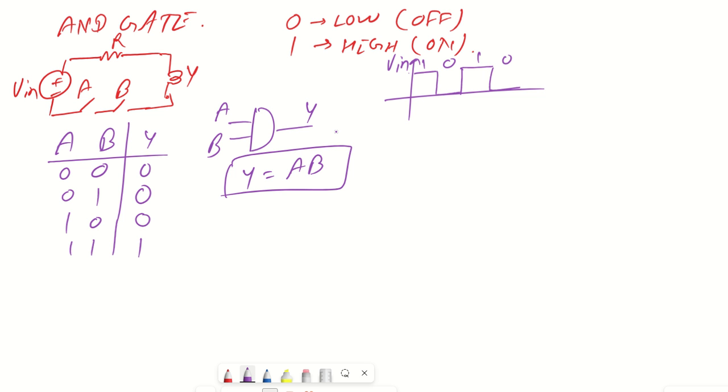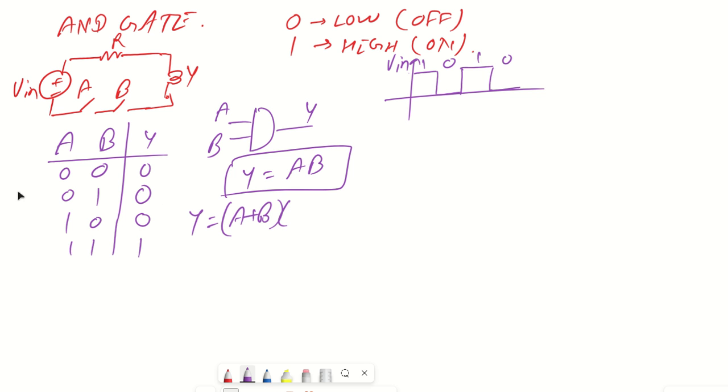Anyway, it doesn't matter. One more thing: can you write down the expression for Y in terms of max terms? Where this is a min term expression, if we try to write the max term expression for Y, then wherever 0 is there, that term we will take. So 0 is here and we will take this one. So it can be A plus B.